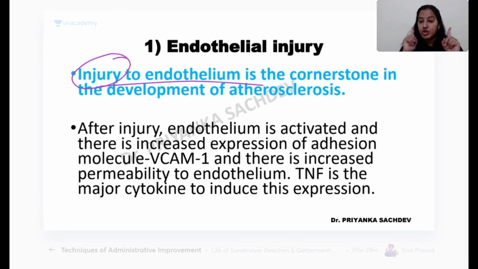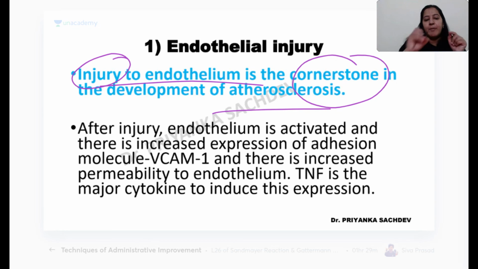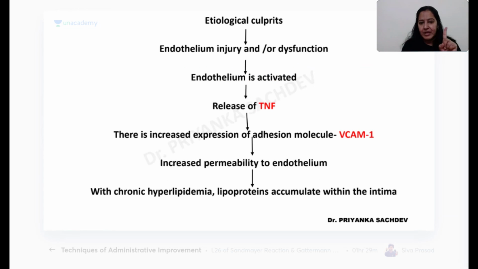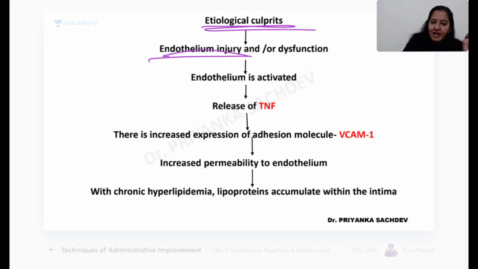For causing atherosclerosis, there should be injury to the endothelium first. That is the cornerstone for the development of atherosclerosis. That injury can be caused by any poison, anything present in the blood, any organism present in the blood, cholesterol or lipid present in the blood. Any etiological culprit present in the lumen is causing endothelial injury. That is the first step.